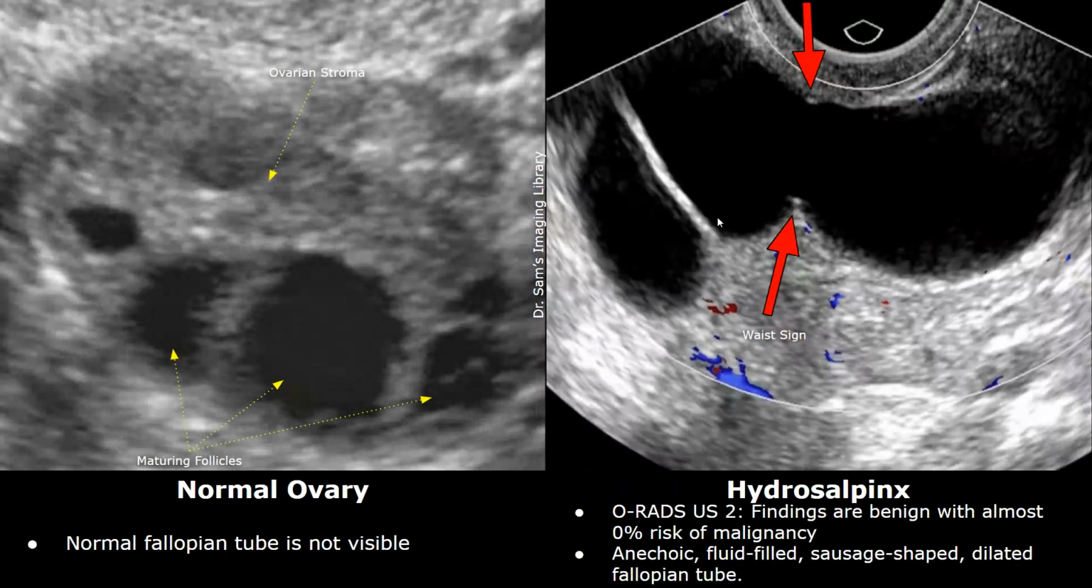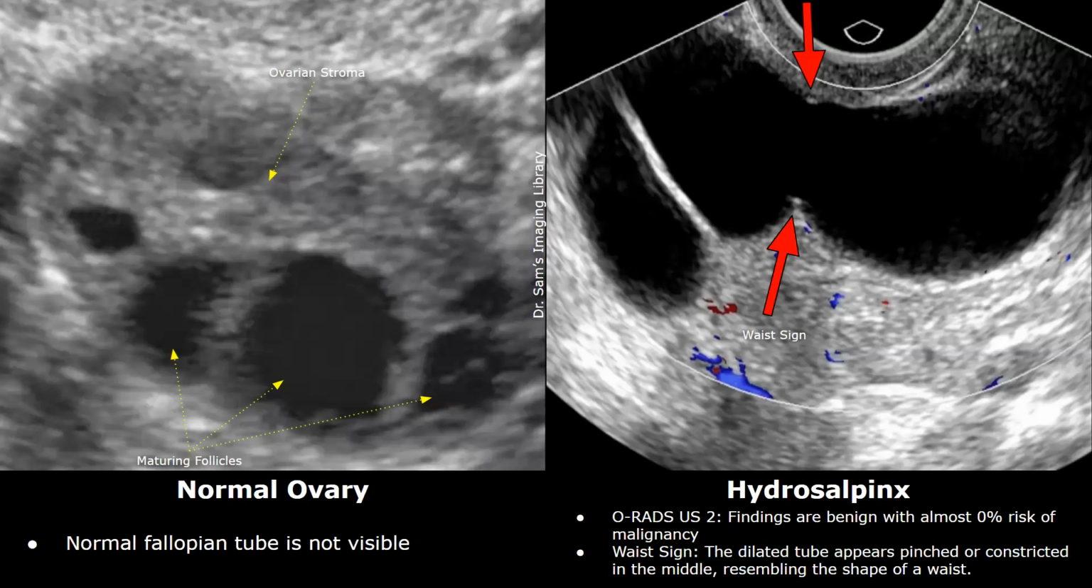Hydrosalpinx is the term given to dilated fluid-filled fallopian tube. On ultrasound, a normal fallopian tube is not visible. But when it is dilated and filled with fluid, it is termed hydrosalpinx. The fallopian tube will appear anechoic, dilated, and it will have a sausage-shaped appearance. Sometimes it also has a C-shaped appearance.